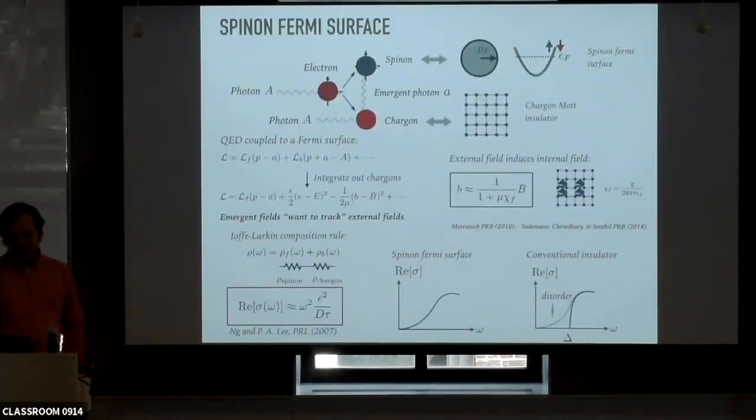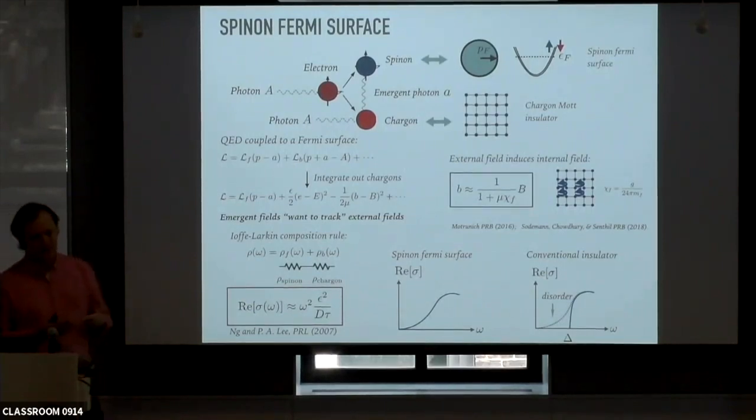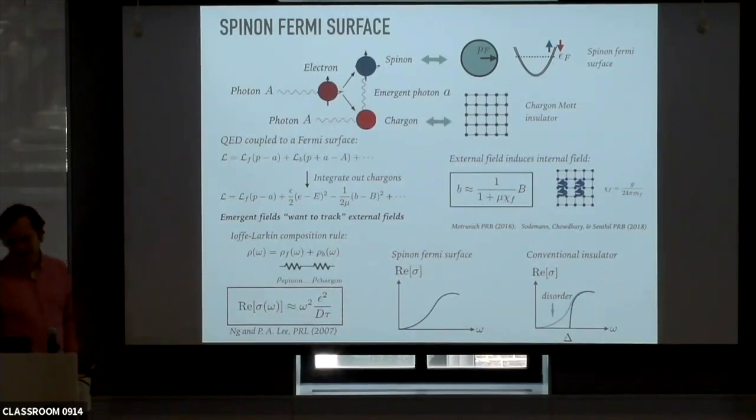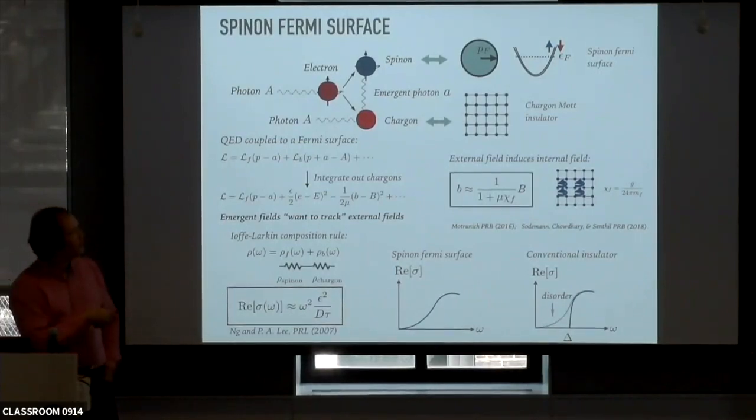So, the reason why they display cyclotron resonance is very simple. All you need to get cyclotron resonance is basically a mechanism for the spinons to form Landau levels, and then to have a matrix element of coupling to light, so that when the light frequency matches the Landau level spacing, you will get resonant absorption.